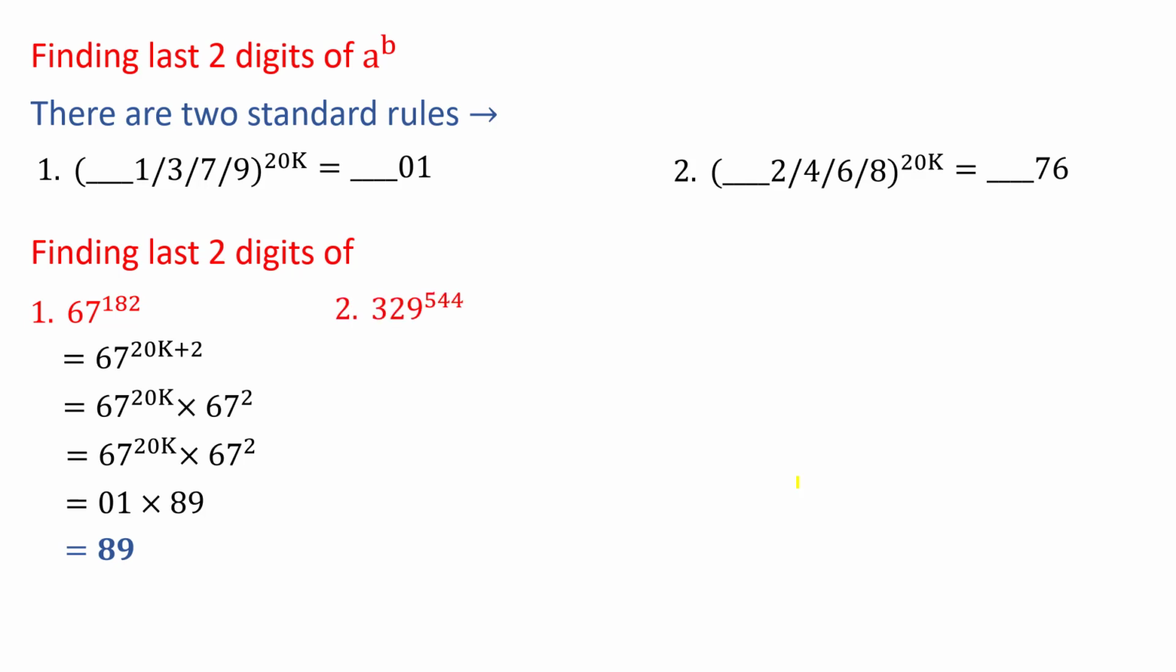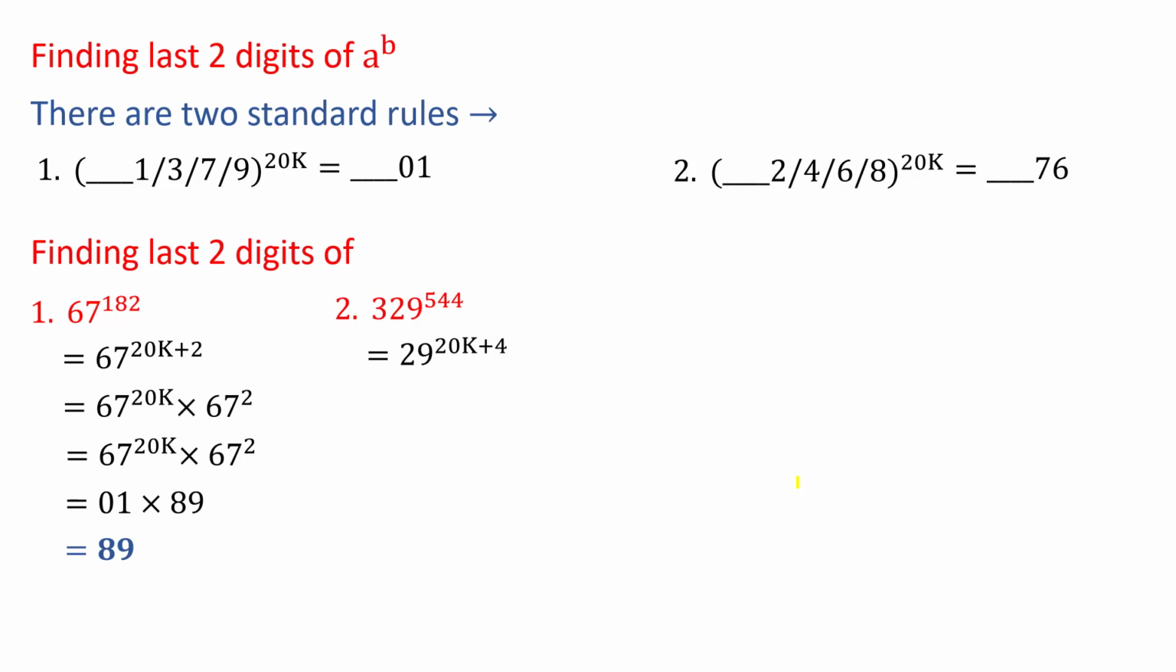Let's take one more example. 329 to the power 544. Okay, so divide the power by 20. If we divide the power by 20, the remainder is equal to 4. So 544 we can write as 20k plus 4. Now the last two digits of 329 to the power 544 are the same as the last two digits of 29 to the power 544. 544 is 20k plus 4.